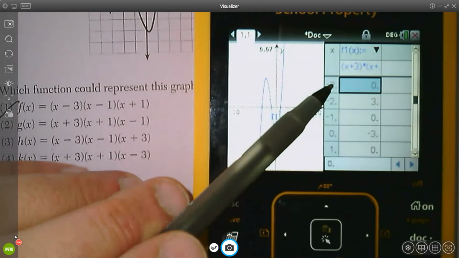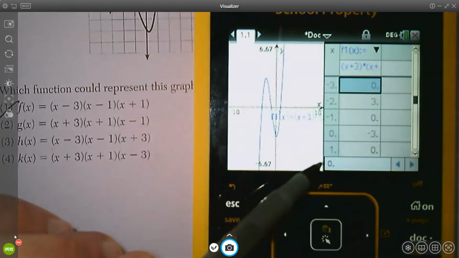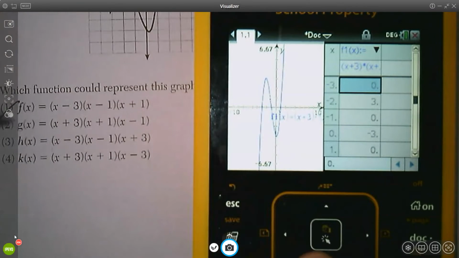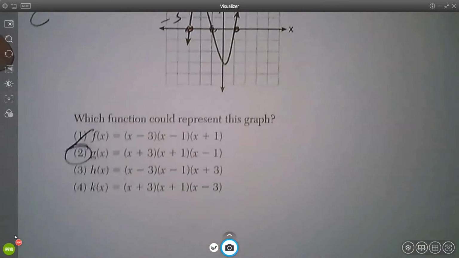Okay, at -3, there's a 0. At -1, there's a 0. And at +1, there's a 0. That's it. That's what we needed. So that's choice 2. All calculator.